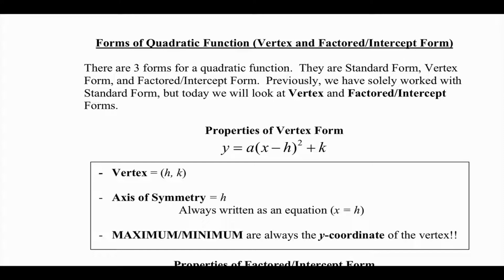Two different forms. One called vertex form, and one is called factor form. Okay? They all have x-intercepts. They all have axis of symmetry. They all have maximums or minimums. They all have y-intercepts. Okay? The reason there's different forms is because they look different.